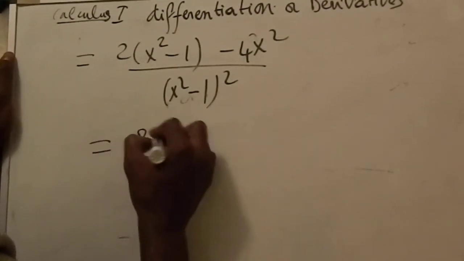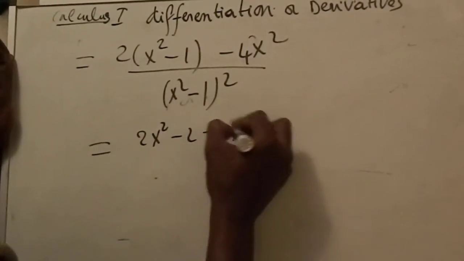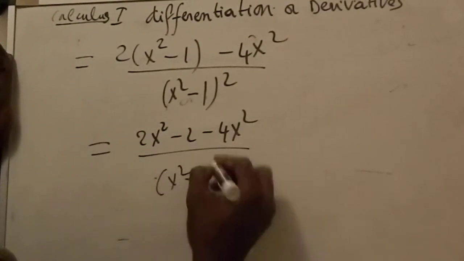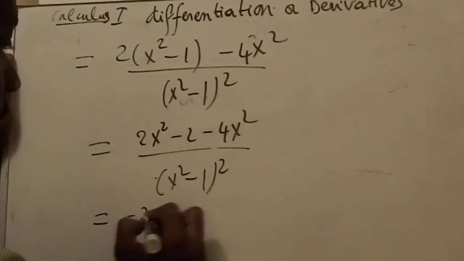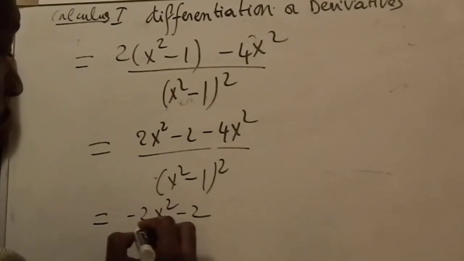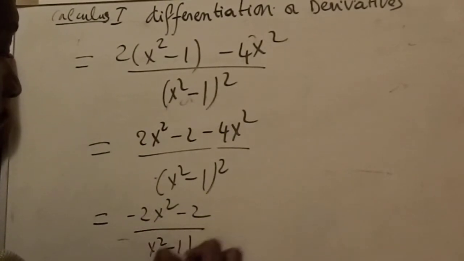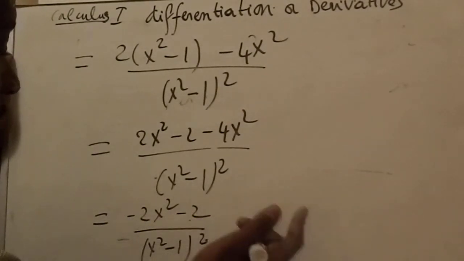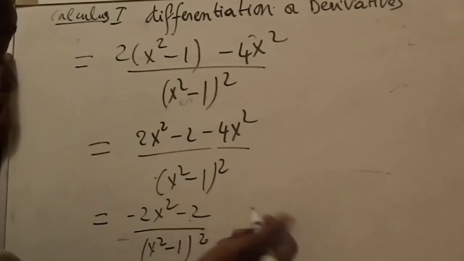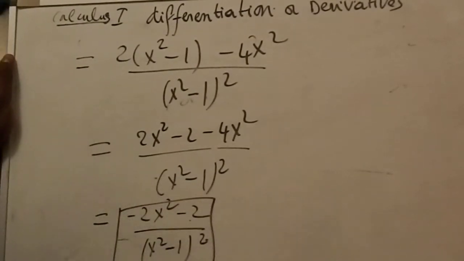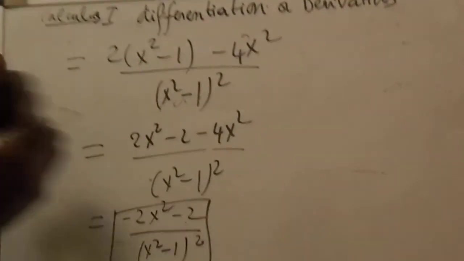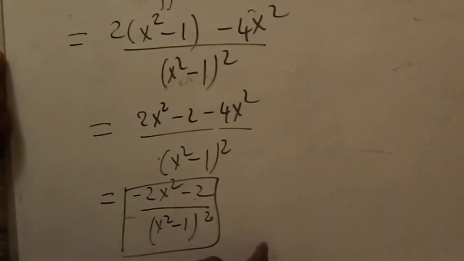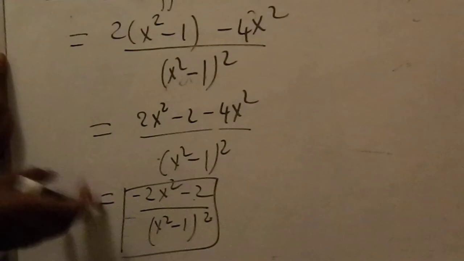I'm going to give you 2x squared minus 2 minus 4x squared over x squared minus 1 squared. This one gives me 2 minus 4, which gives you negative 2x squared minus 2 over x squared minus 1 squared. I can leave it like that, and that's it. That will be the derivation of that. That's the second rule that I just verified. Basically, that is what your answer will be, the derivation of that function that I just showed you before.